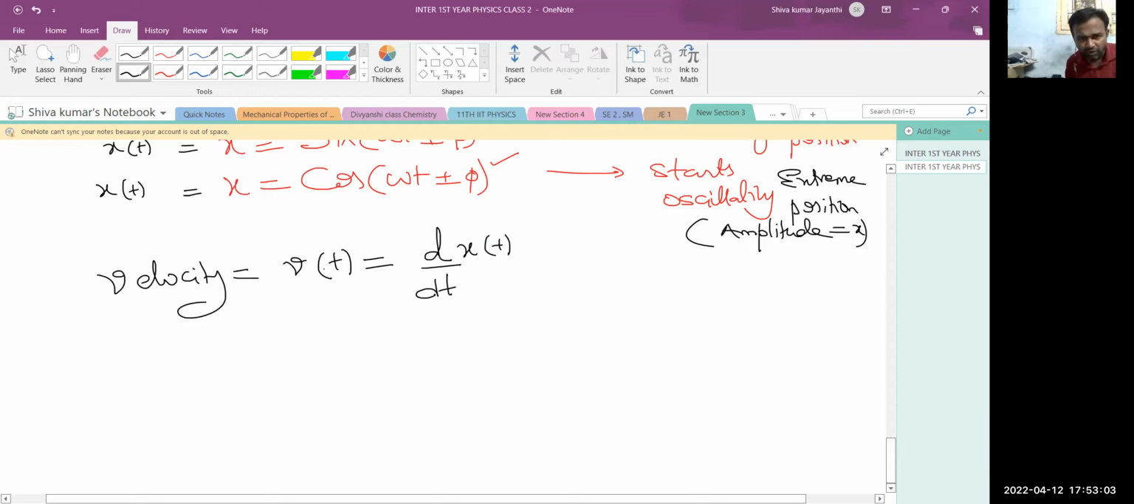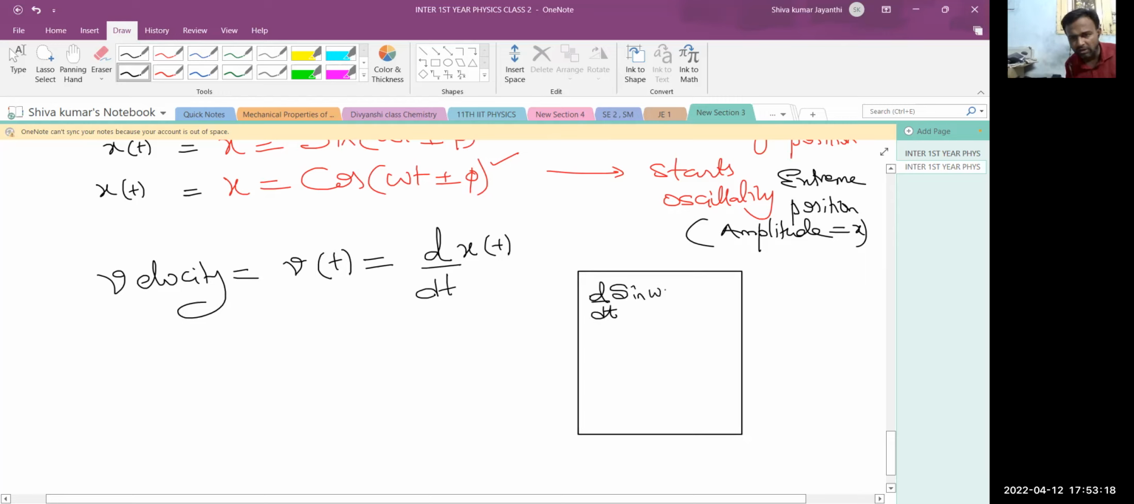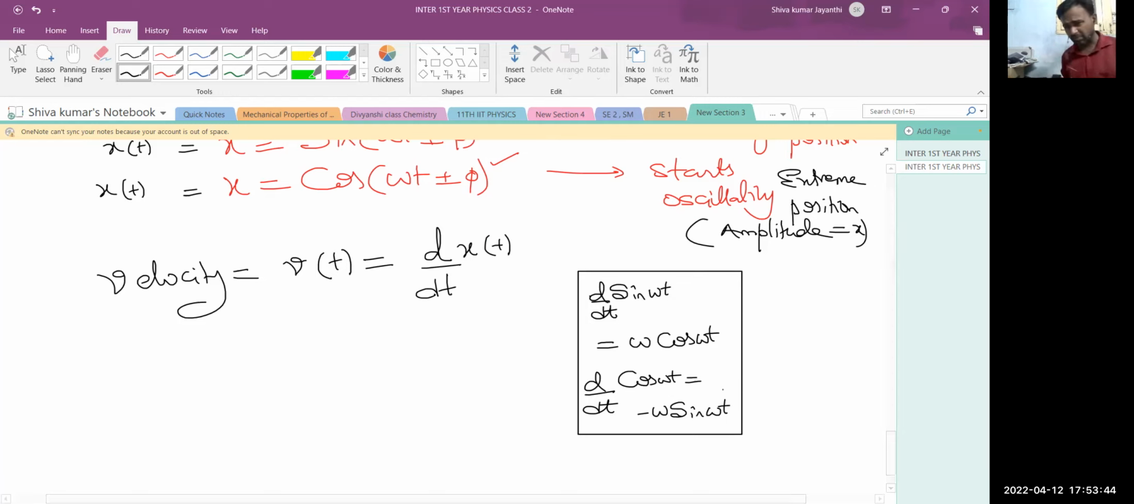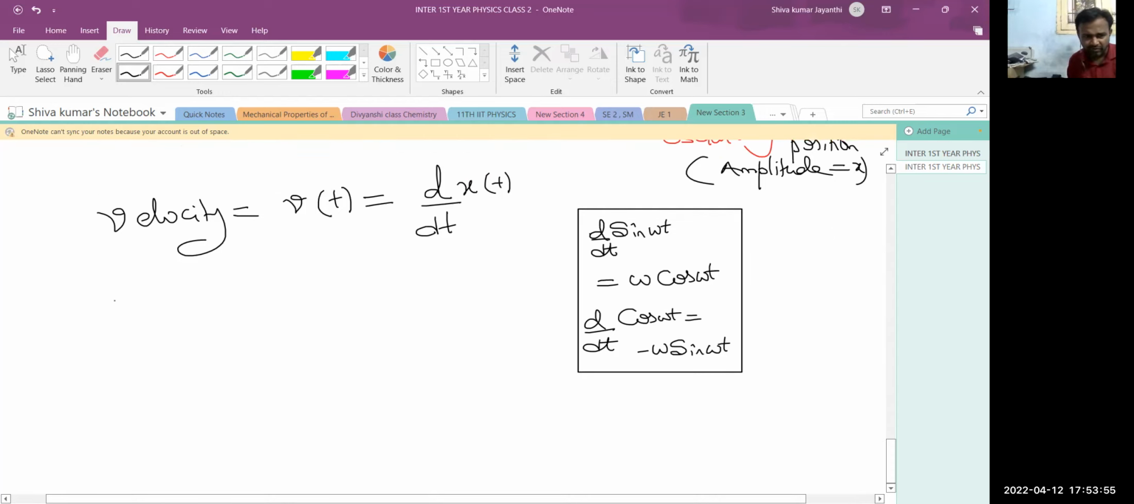So V of t is a differentiation. Only one differentiation you need to learn and remember. D by dt of sine omega t is given as omega will come out, children, and sine becomes cos. Similarly, d by dt of cos omega t will be minus omega, and cos becomes sine. That's all you have to remember. How it came, all that in the bridge course again I will teach you, but now you just remember this much. Using that we are going to derive it.